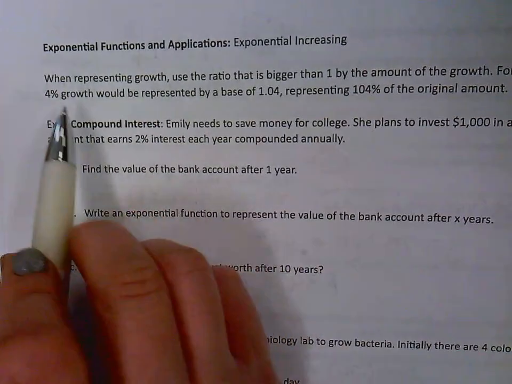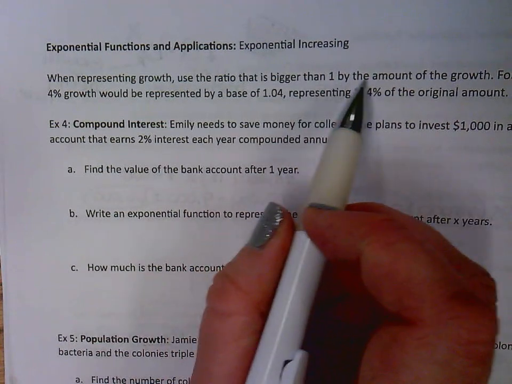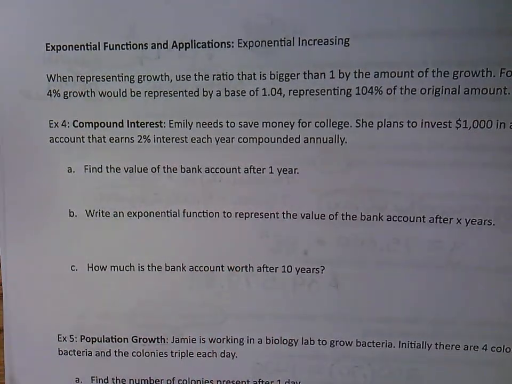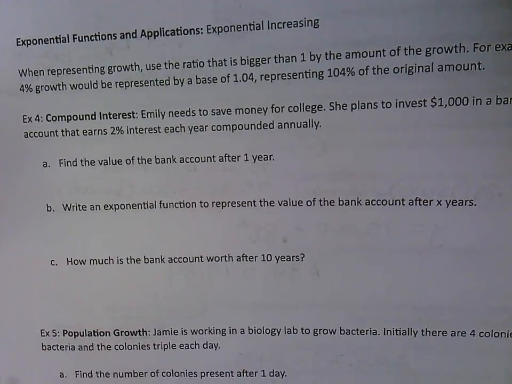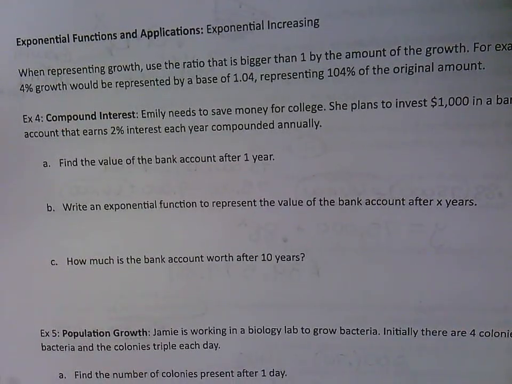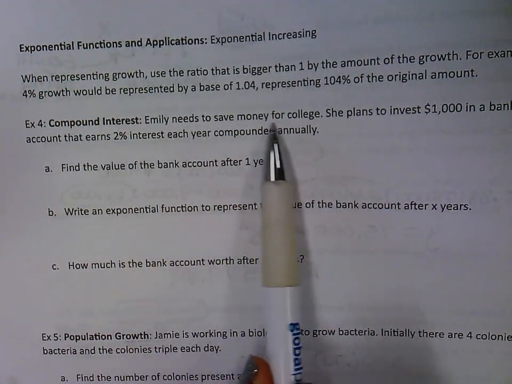When representing growth, we're going to use a ratio greater than 1. So I want to show you this one the long way and the short way again, just to emphasize you could do it the long way if you forget how to do this. Compound interest. Emily needs money for college.